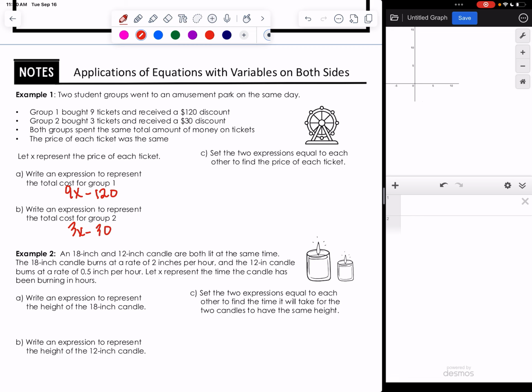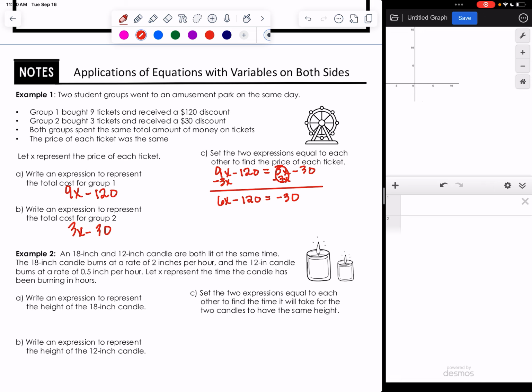In part C, it says set the two expressions equal to each other and find the price of each ticket. So we'll say 9x minus 120 is equal to 3x minus 30. Now, starting on the right side, we notice there's a 3x, and I want to put all the variables on the left. So I'll subtract 3x from this side and from this side. So when I do that, I get 9x minus 3x is 6x minus 120 equals 3x minus 3x would zero out, and so I need to drop down the negative 30.